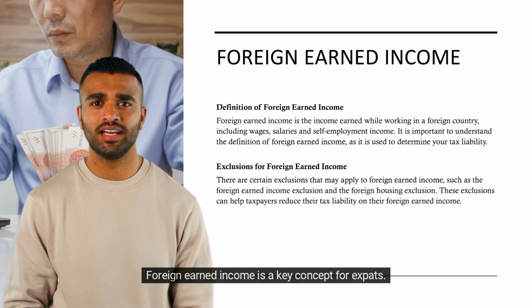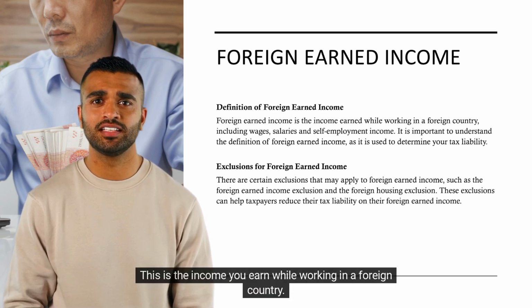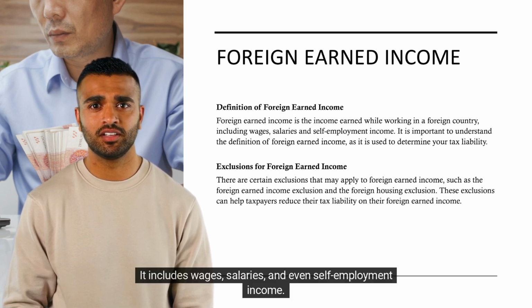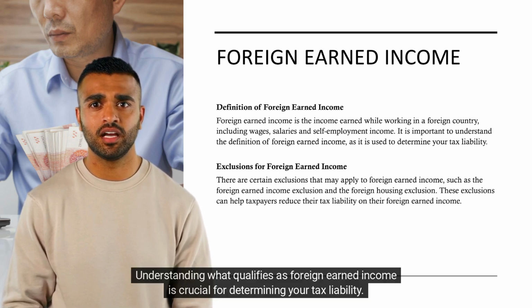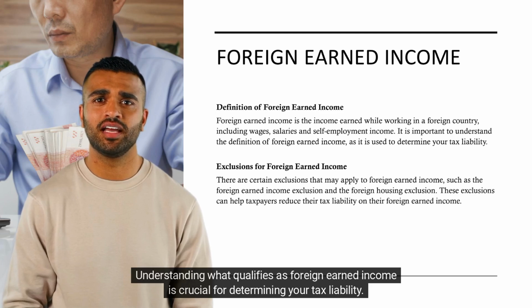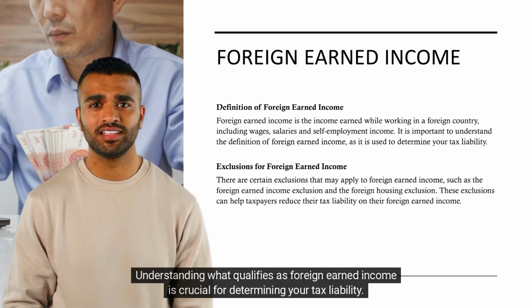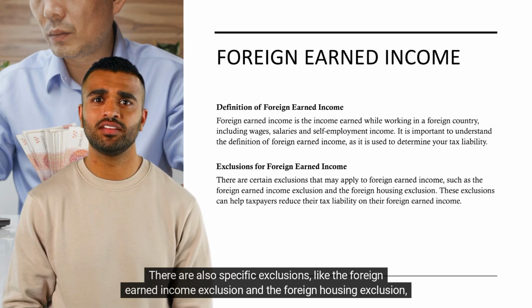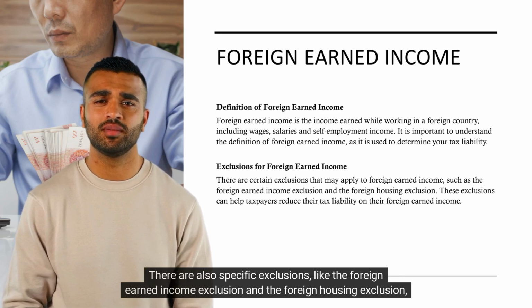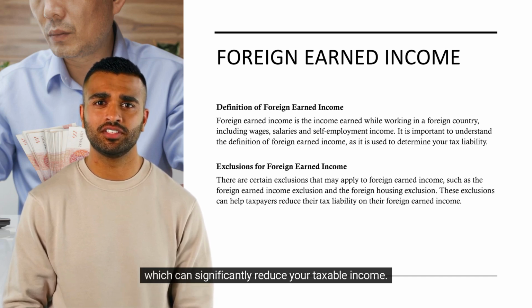Foreign earned income is a key concept for expats. This is the income you earn while working in a foreign country. It includes wages, salaries, and even self-employment income. Understanding what qualifies as foreign earned income is crucial for determining your tax liability. There are also specific exclusions, like the foreign earned income exclusion and the foreign housing exclusion, which can significantly reduce your taxable income.